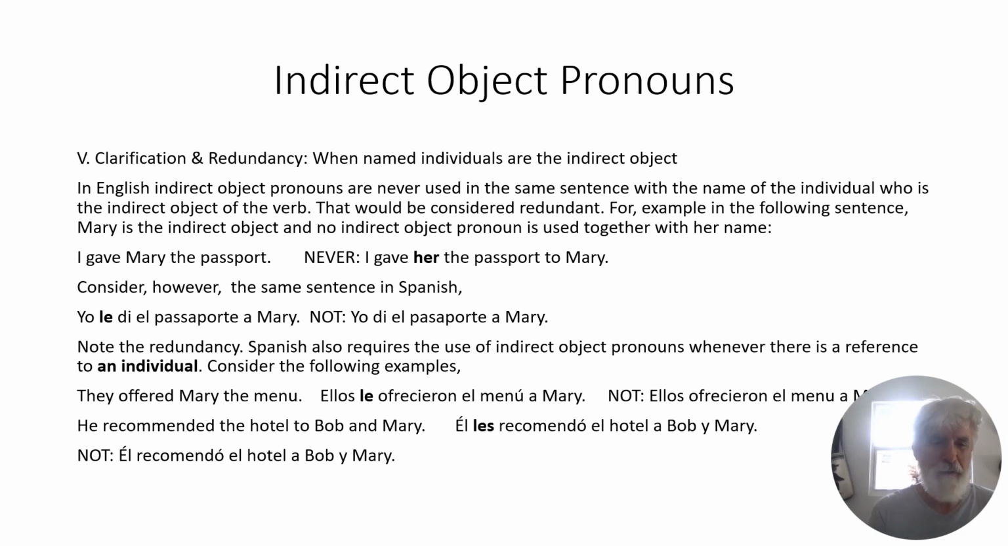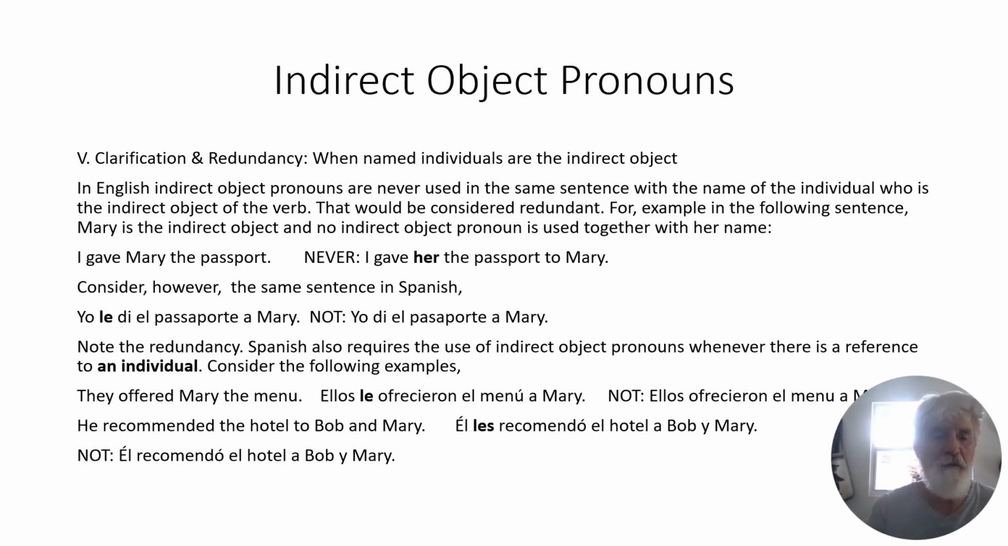So here's an example. I gave Mary the passport. This is the way I would say it. I would never say I gave to her the passport to Mary. Okay, this is very redundant, but in Spanish, you are redundant with your indirect object pronouns. Let's take a look. Yo le di el pasaporte a Mary. That's how you would say it. You wouldn't say yo di el pasaporte a Mary. You could say it. It would be understood, but generally in Spanish, it's required that you include the indirect object pronoun for proper Spanish. It's redundant to us.